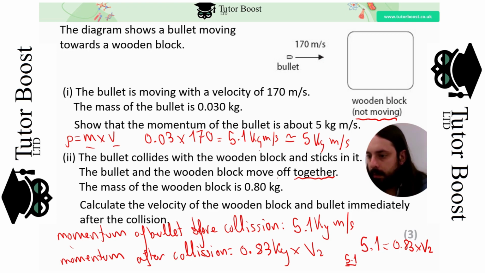So 5.1 divided by, oh, sorry guys, I don't have space there. Let me, here it is. So we do 5.1 divided by 0.83, which is equal to, let's see, 5.1 divided by 0.83. That's 6.14 m/s.